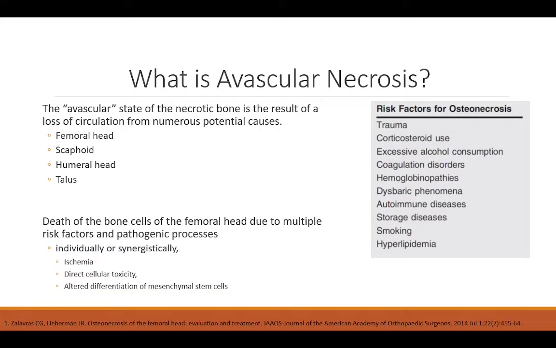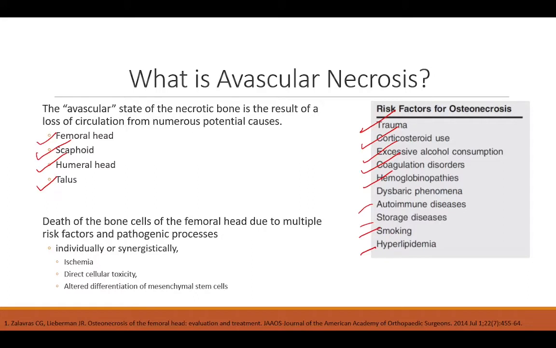So what is avascular necrosis? It can be a result from numerous potential causes, which include trauma, steroid use, alcohol consumption, coagulation disorders, hemoglobinopathies like sickle cell anemia, thalassemia, etc., autoimmune diseases, lysosomal storage diseases, smoking, and hyperlipidemia. Bones which undergo osteonecrosis typically are the femoral head, the scaphoid, the humeral head, and the talus.